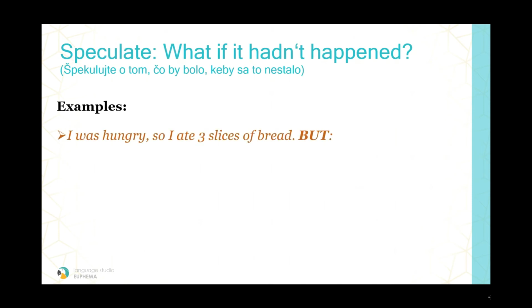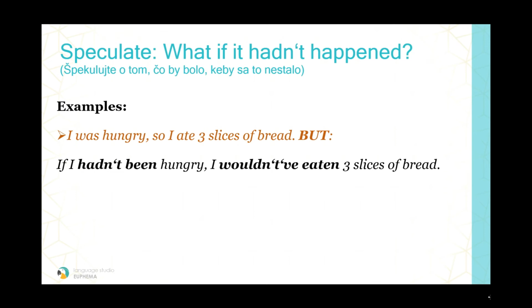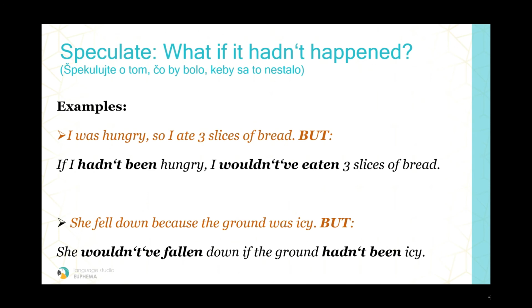For example, I was hungry, so I ate 3 slices of bread. But if I hadn't been hungry, I wouldn't have eaten 3 slices of bread. Okay? So you're speculating on something that did not happen. Another example, she fell down because the ground was icy. But she wouldn't have fallen down if the ground hadn't been icy.